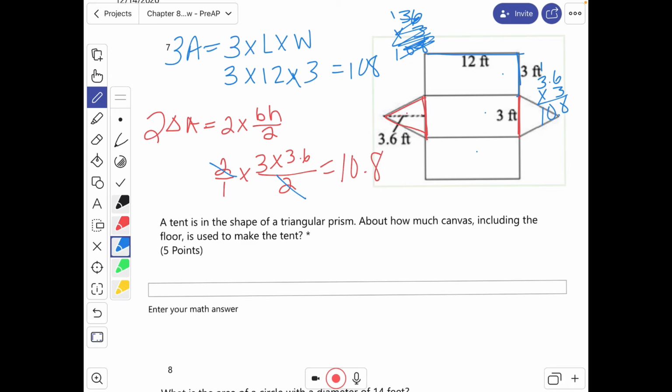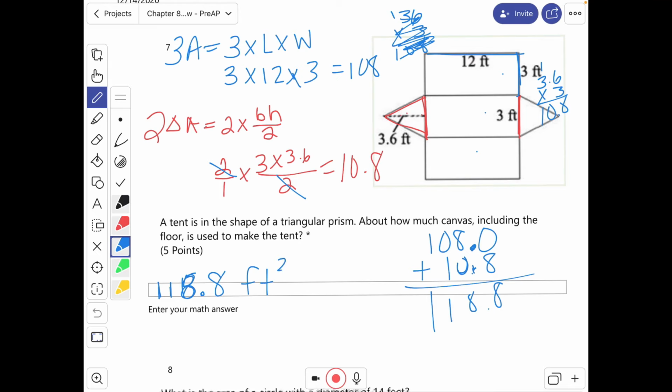Now I need to add those two numbers up. When you add them, please be sure to line up the decimals. Since there's not a decimal in 108, it goes at the end. And it needs a 0 there. So the total area is 118.8, and this was in feet squared.